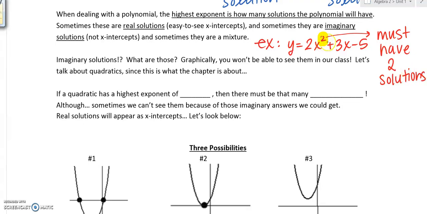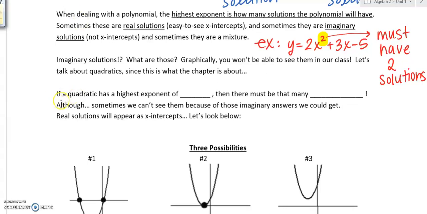Let's pretend that that little number, that exponent, was a 10. That little 10 is telling us that it must have 10 solutions. Whatever that exponent is. Then it says imaginary solutions. What the heck are these? Well, when we graph them, we can't see them. They are imaginary. But we're still going to talk about them. We're going to figure them out.